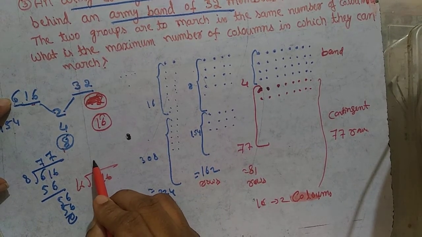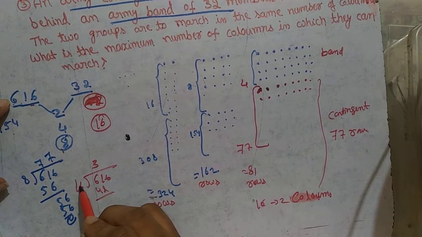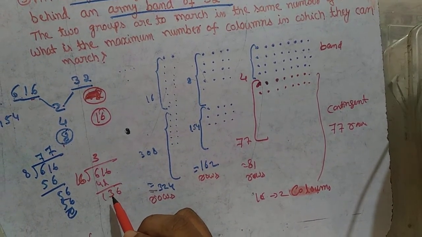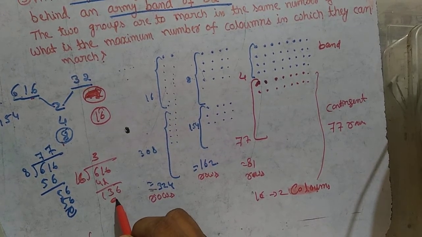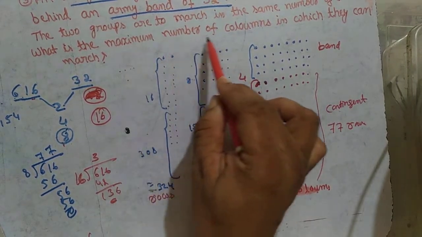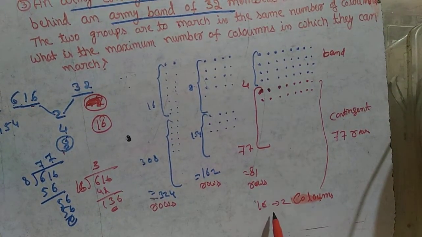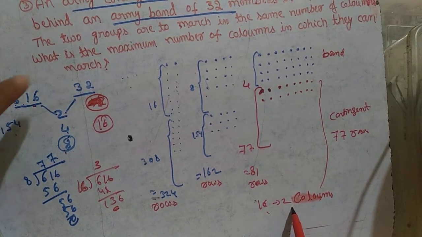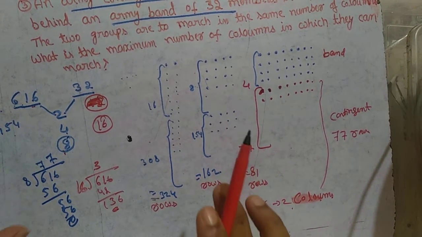16 times 3 is 48. 136 will go by 4, 16? No. 16 is 128. It won't go. Means we can't make an equal number of columns. Taking 16 with 2 columns we can make the band people, but 616 we can't make. That's why HCF is the solution for this one.